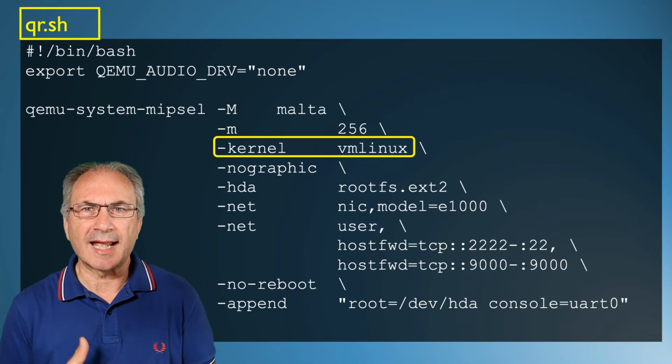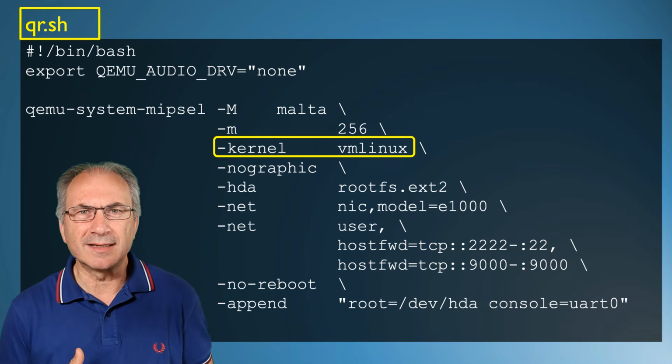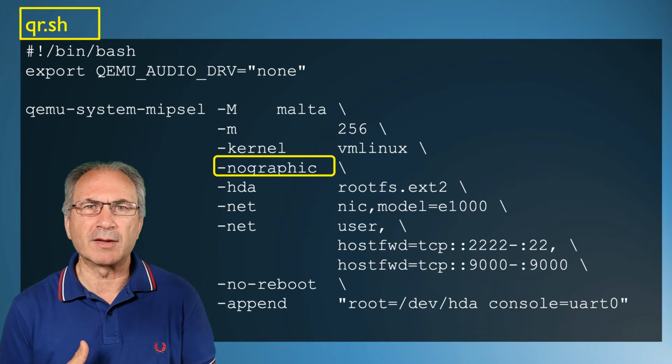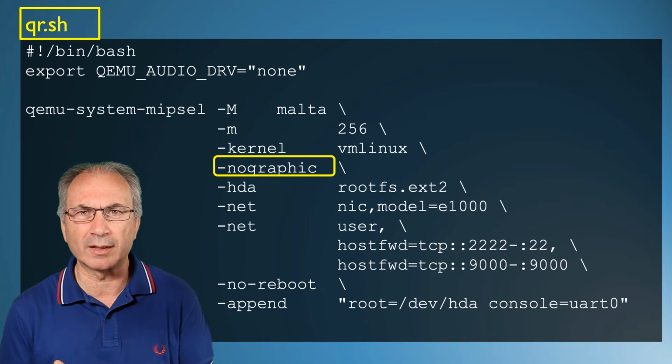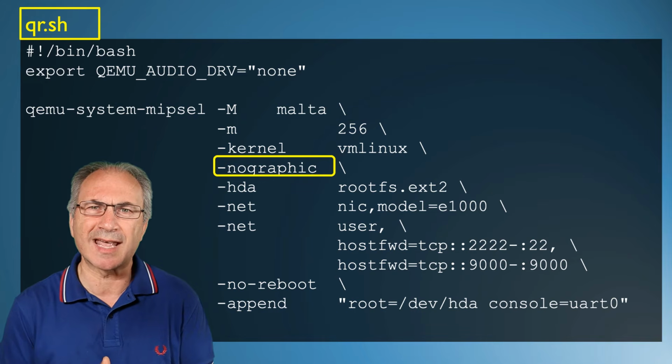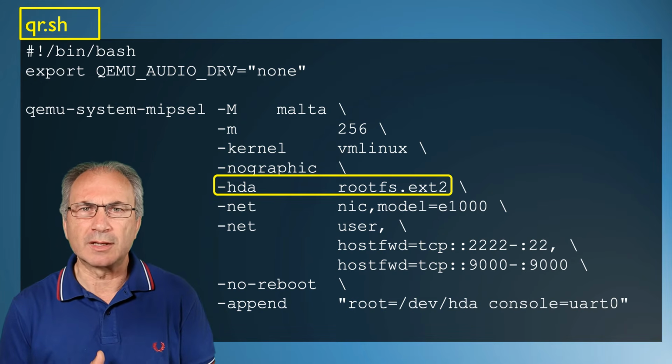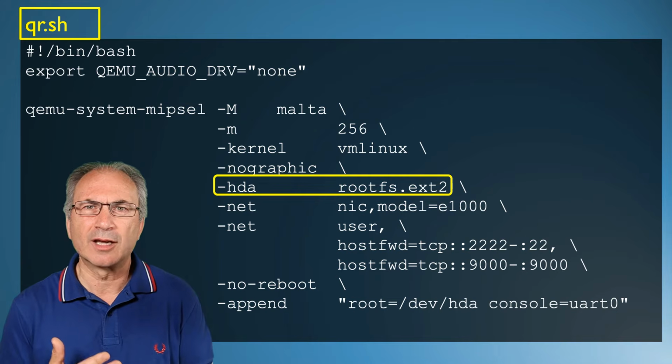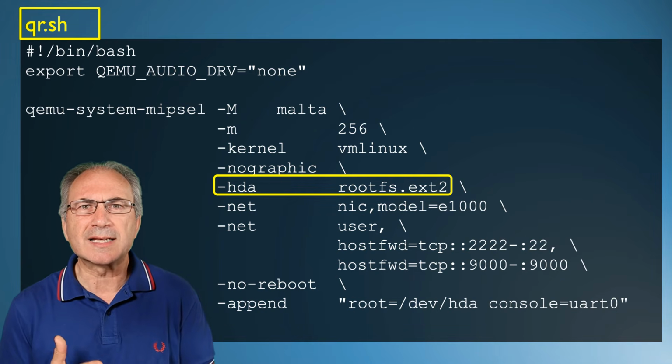The option -kernel vmlinux sets the file name vmlinux as the Linux kernel. The option -nographic tells QEMU to not start a graphical user interface but to emulate the board using the terminal for input and output. I prefer this configuration because sometimes I access my Linux PC through an SSH terminal session. The option -hda rootfs.ext2 tells QEMU to use the file as the hard disk 0 image file.